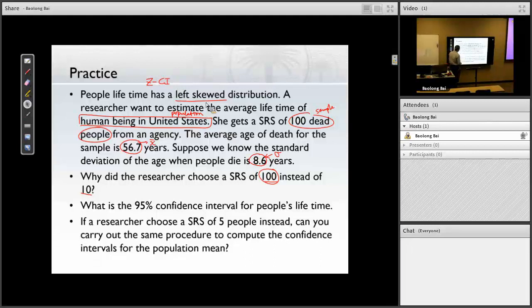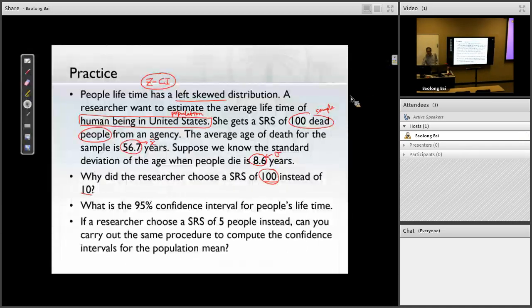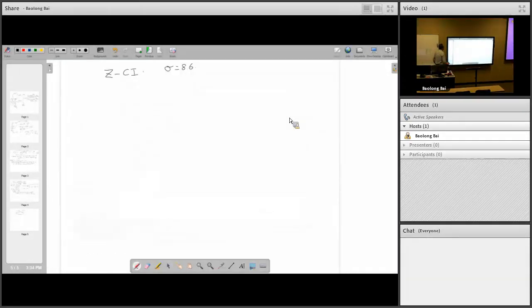So next, what is the 95% confidence interval for people's lifetime? Basically, we need to make an estimation using a Z confidence interval. We're estimating the lifetime of all humans in the United States, right? We can determine it's a Z confidence interval because we're given sigma equal to 8.6. Then for a Z confidence interval, the calculation will be X bar plus or minus Z star times sigma over square root of n. And for a Z confidence interval, we're going to have a confidence level, which in this question is 95%. Even if I don't tell you any confidence level, we have a default to use, and that's 95% as well.